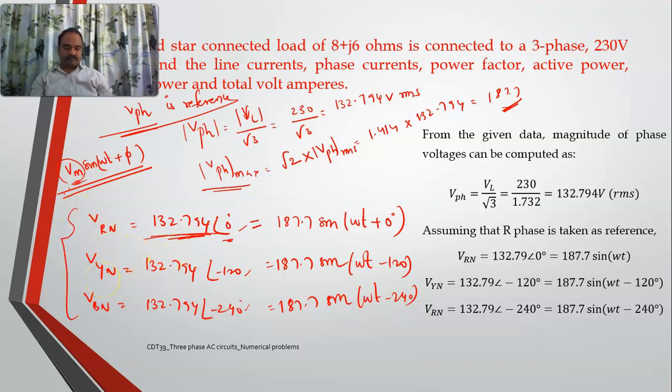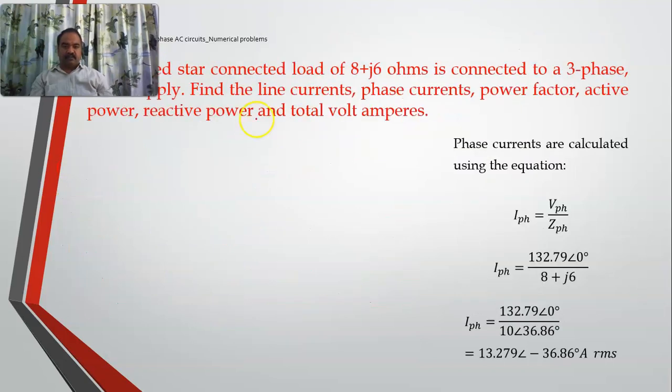Okay. Now, we will move on to line currents. So, phase currents and line currents. We do have the phase voltages. VPH we already have, it is 132.79, and we will take R as the reference. So it is 0 degrees, right? This is VRN.